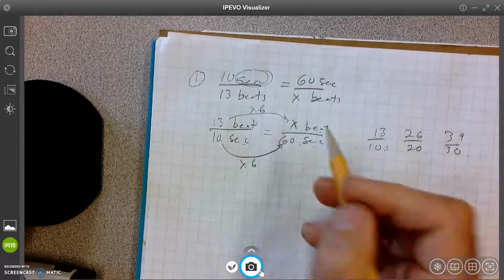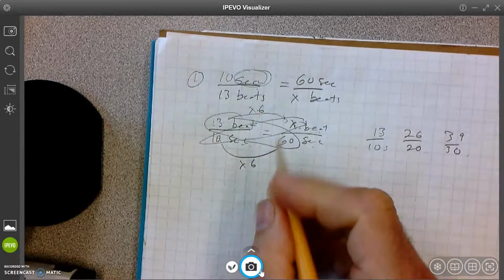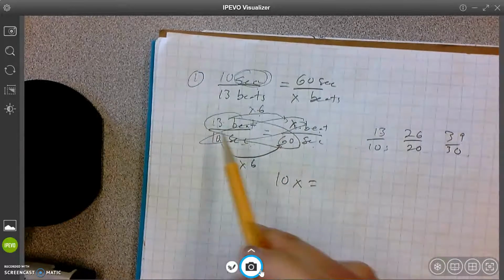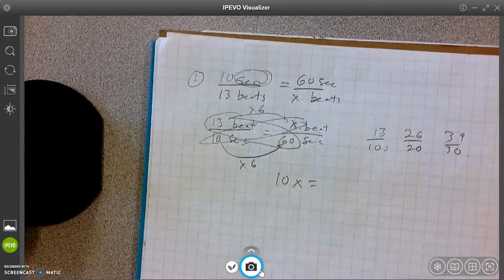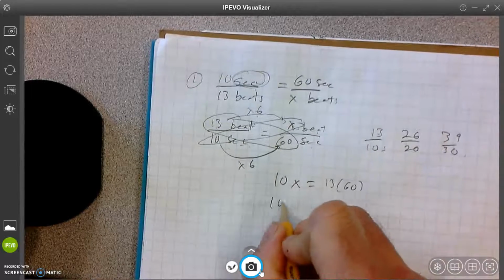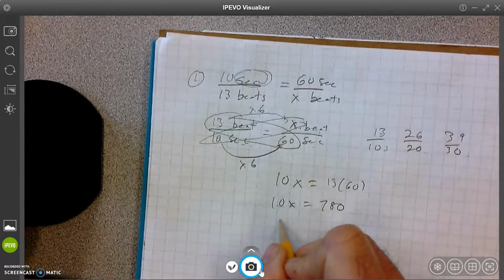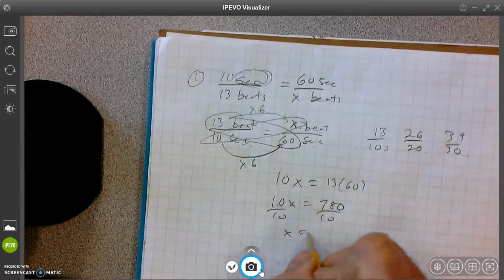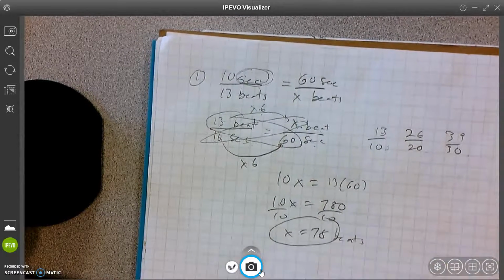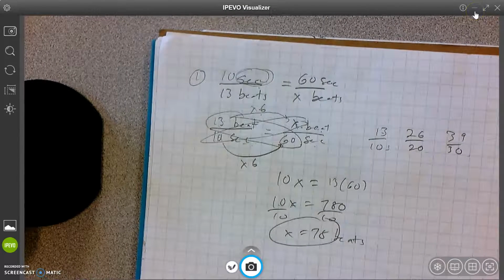If you can't see this pattern, this will work every time. You just cross multiply. So 10 times x, 10x, and then 13 times 60. 13 times 60 is 780. And then just 10 times x is 780. You can probably do it in your head, or just divide if you want. x equals 78. So 78 beats for 60 seconds. Got it. Cool. All right, let's do one more. You're doing good. One more.